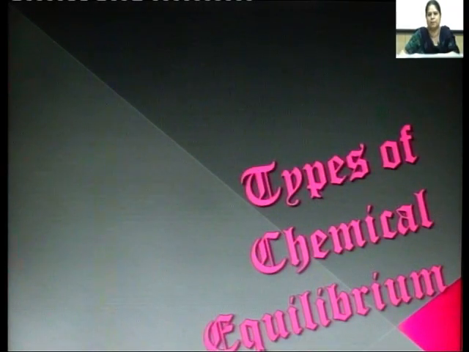Our today's topic is types of chemical equilibrium. But before discussing various types of chemical equilibrium and the expression for the equilibrium constant, we must know what is a reversible reaction.